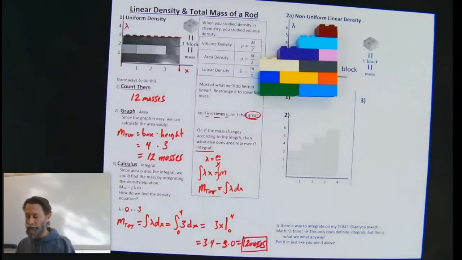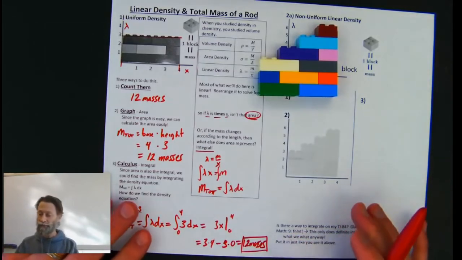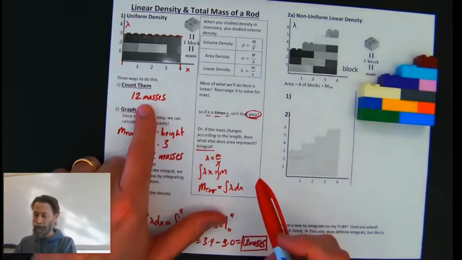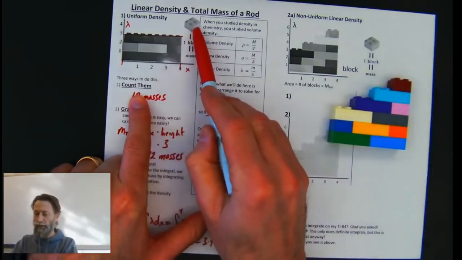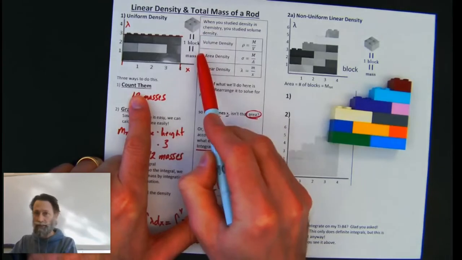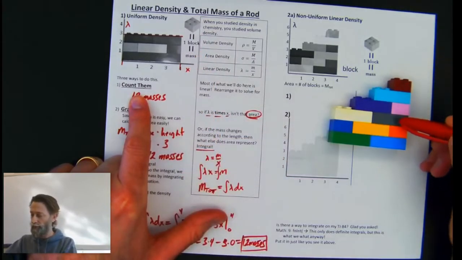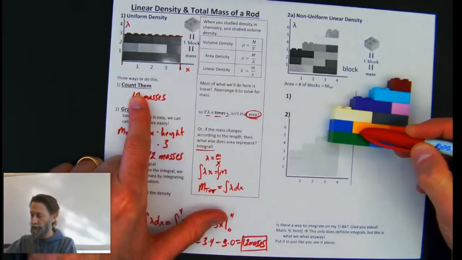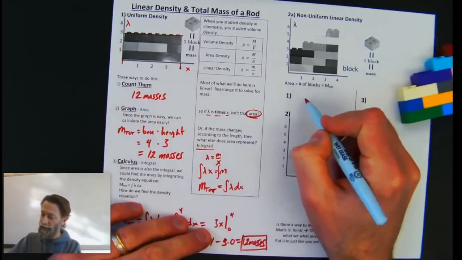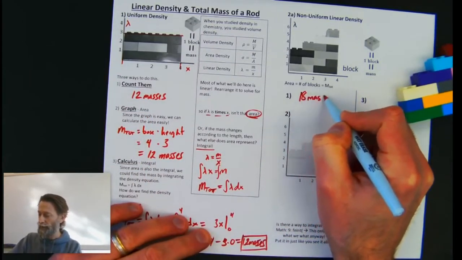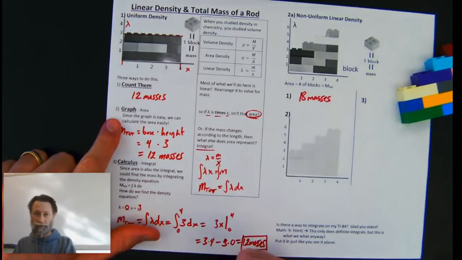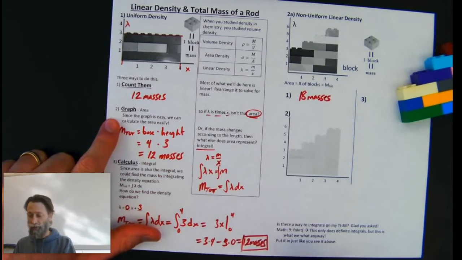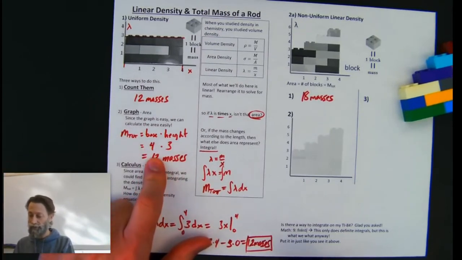So remember, there are three ways that we can find the total mass, because that's the whole thing that we're trying to find in these. The first one we're going to do is literally count them. Literally count how many blocks we have. Remember, we had defined that one 2x2 block is going to be one mass. So I can count 1, 2, 3, 4, 5, 6, 7, 8, 9, 10, 11, 12, 13, 14, 15, 16, 17, 18. I have 18 blocks or 18 masses in this case. The second way we can find that total mass is to graph it. Remember, to graph it, we found the area that was in the graph.